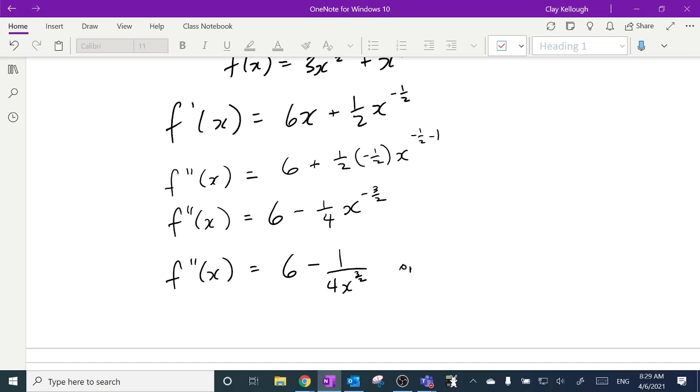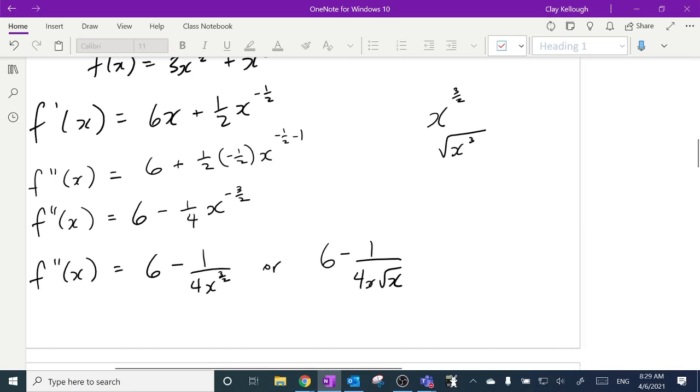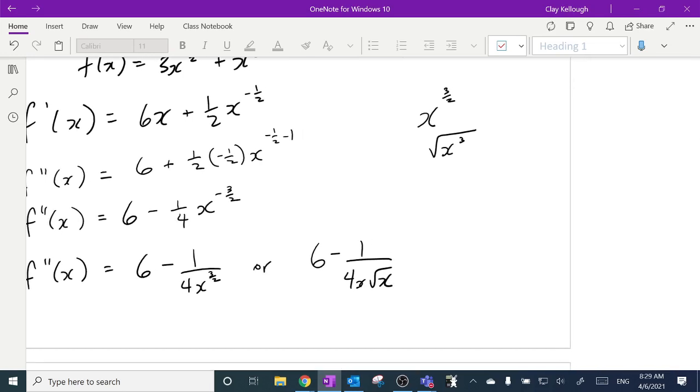Or again, what if we didn't want fractional exponents at all? Then we could change it into a radical form. And remember, x to the power of 3/2 is like saying the square root of x cubed. So you could say that that's 4x root x. And you could even make it simpler from there. You could times top and bottom here by root x. And make it 6 minus root x. Oh, oops, hang on.